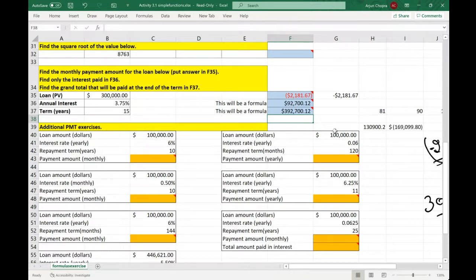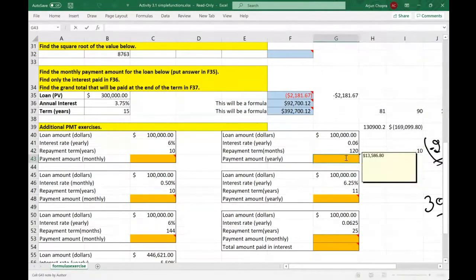So in this one, the loan amount is given to us and the interest rate is also given to us, and the payment term is given to me in monthly terms. So now I want to calculate the final answer in terms of yearly payments. So make sure you convert these months into years. So 120 months, 120 divided by 12, that's going to come out to be how much? That will be 10 years.